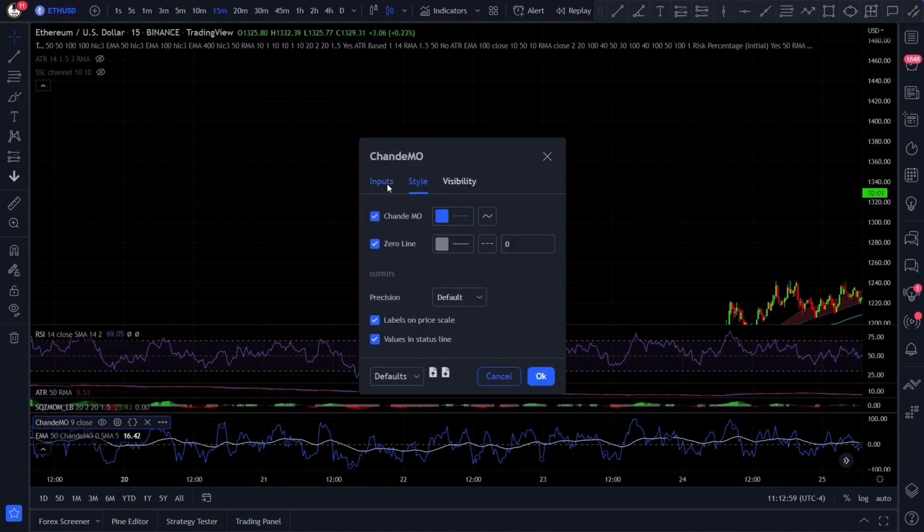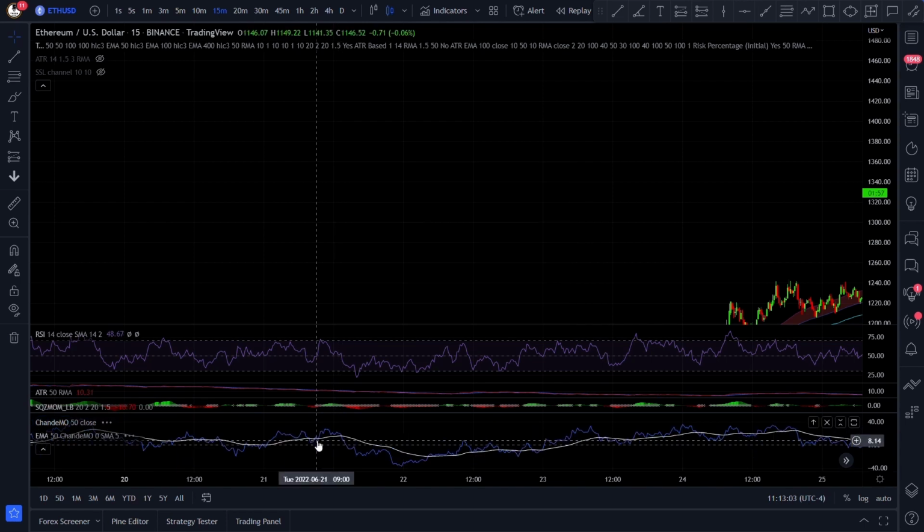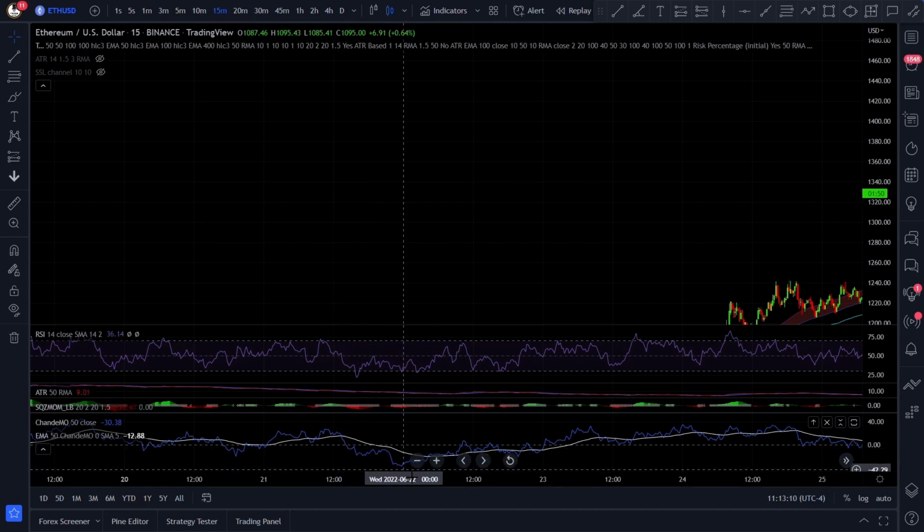The rule for this indicator is the following. Long positions are only allowed when the candle momentum line is above the white EMA line. Therefore, shorts can only be taken when the candle momentum line is under the white EMA line.